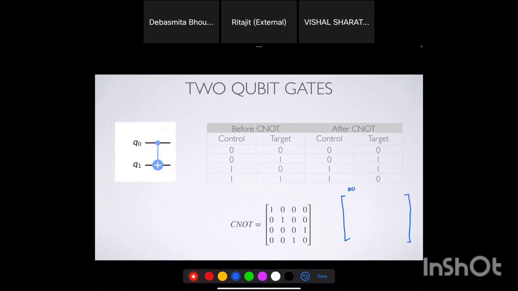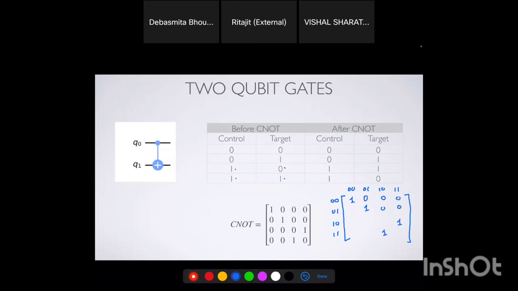So this is 0 0, 0 1, 1 0 and 1 1. This is 0 0, 0 1, 1 0, 1 1. So this was 1, this was 1. Now come to 1 0. When the input is 1 and 0, what is the output? 1 and 1. So this portion becomes 1. And when the input is 1 and 1, the output becomes 1 and 0. So everything else is 0.